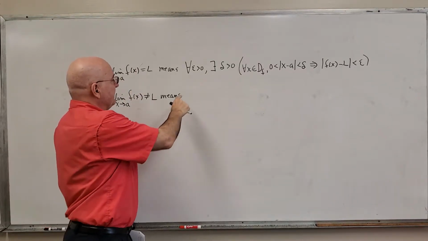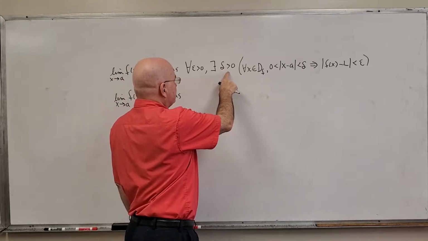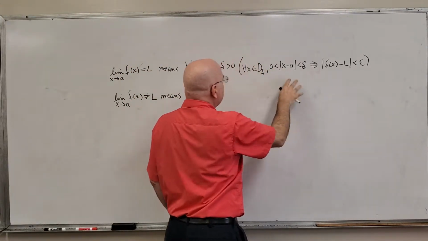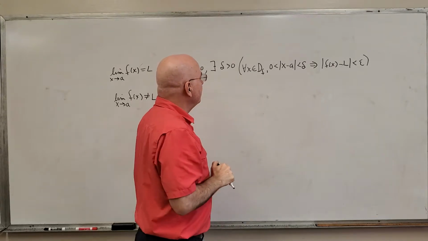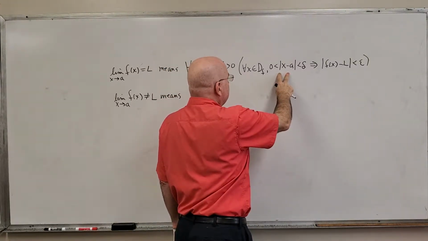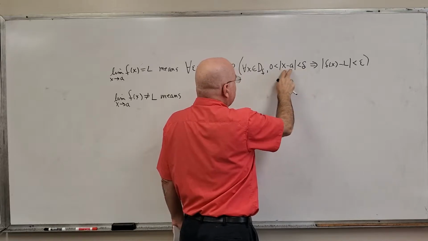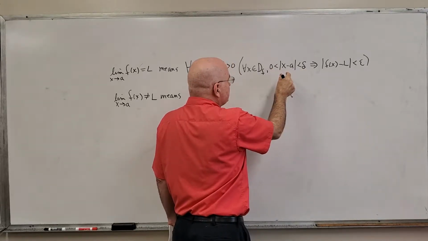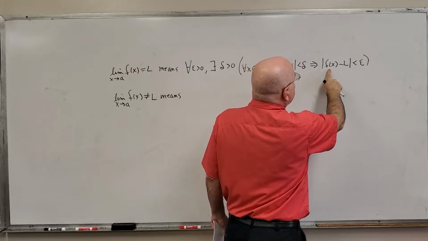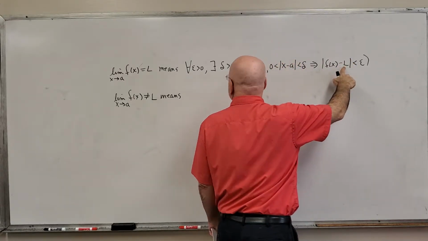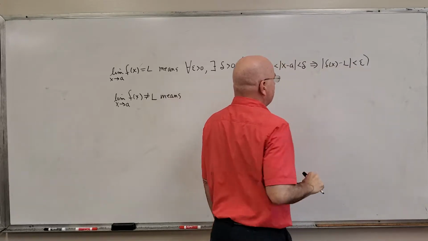What that means is that for every positive number epsilon, there exists a delta such that this is true. And this just means that x is in the domain of the function. If it's not, you're not even allowed to plug it into the function. So it says that for all values of x that are close to a, specifically within a distance delta of a, and not equal to a, the height of the function at that value of x is very close to the limit L. In other words, the distance from f of x to L is less than epsilon.